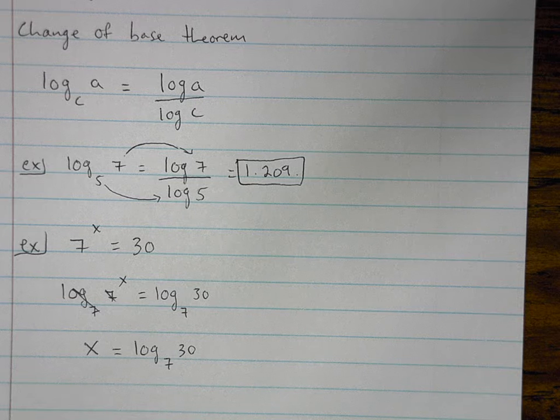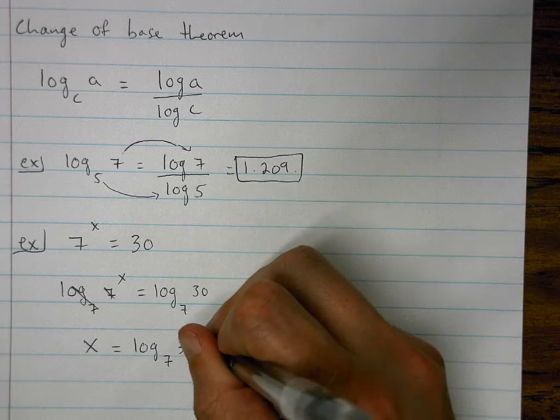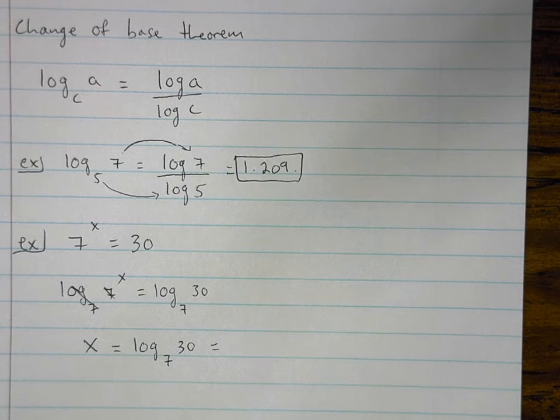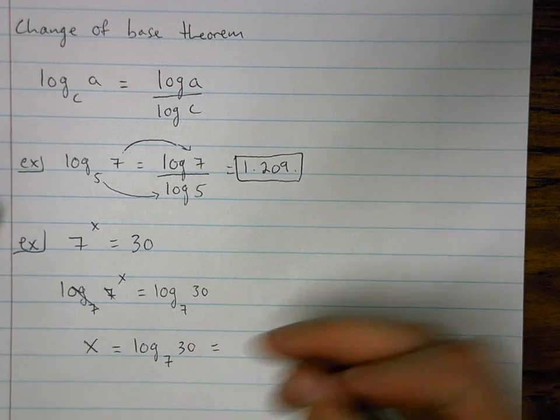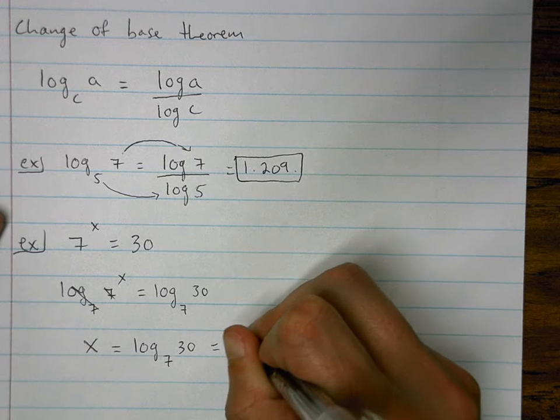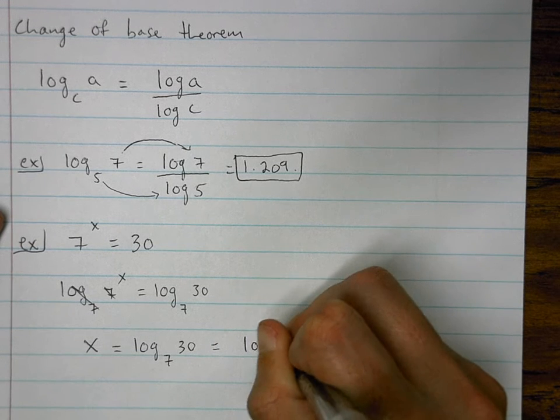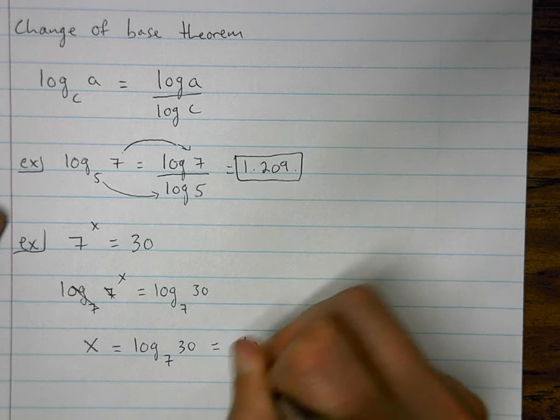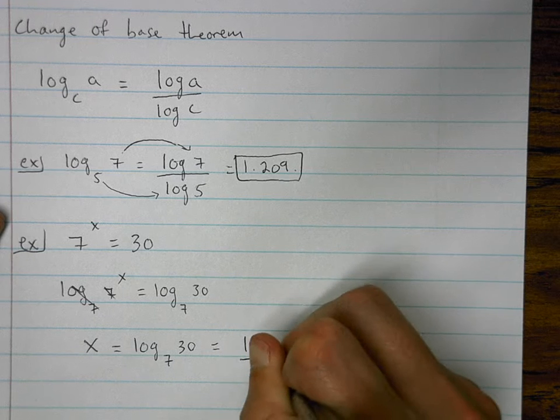So now that I have that change of base formula handy, I can rewrite these to both be base 10. So this is going to be log of 30 divided by log of 7.